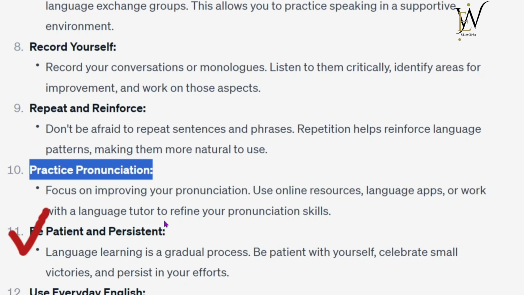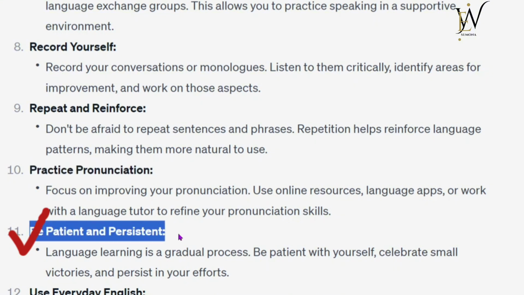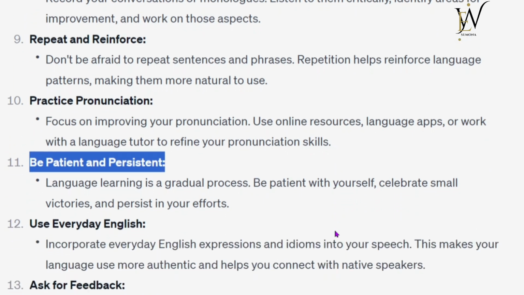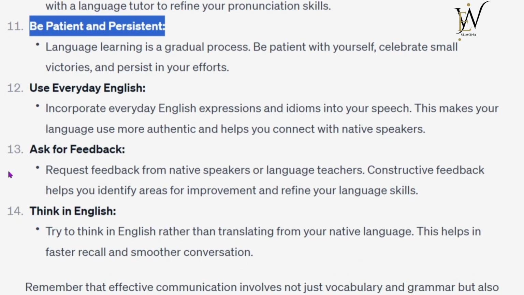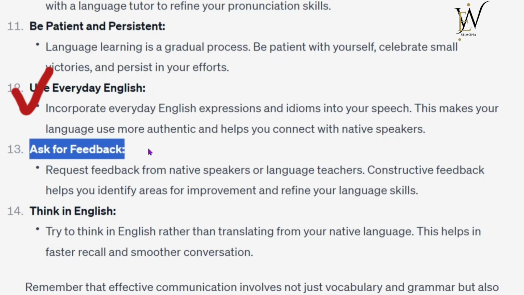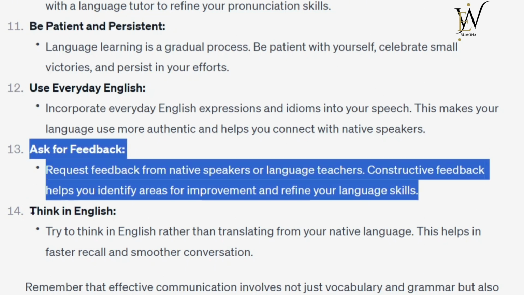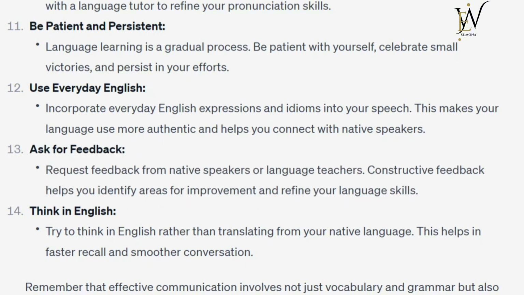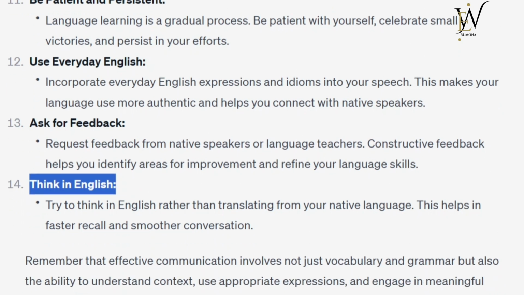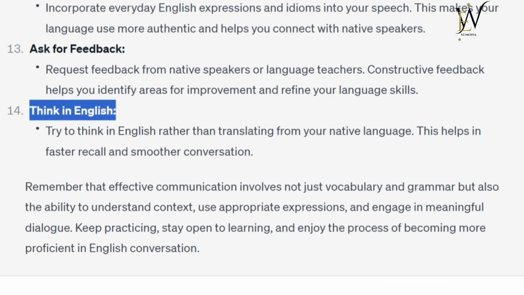Okay, be patient and be persistent. Language learning is a gradual process. I always say you never succeed in a day. It takes time. Okay, use everyday English. Always try to focus on your daily English language. Daily English words are important for your daily conversation. Then think in English. Try to think in English rather than translating from your native language.